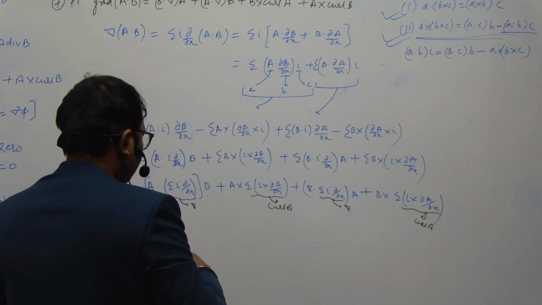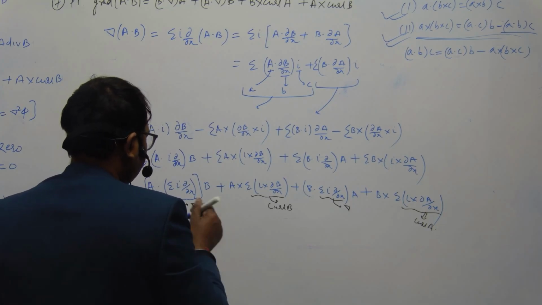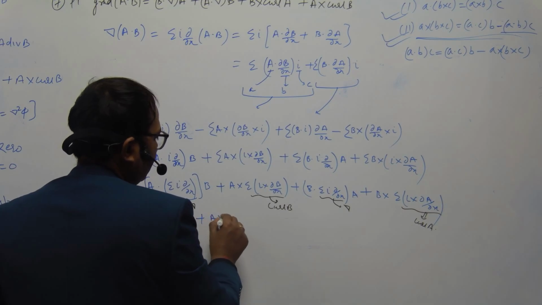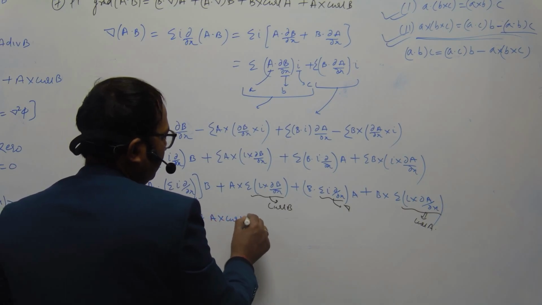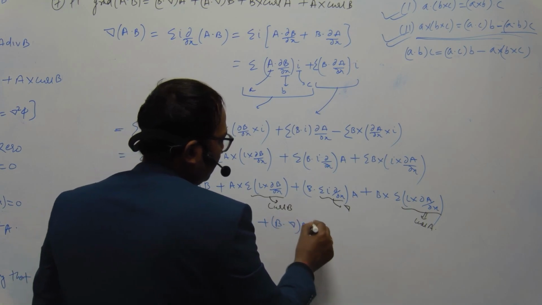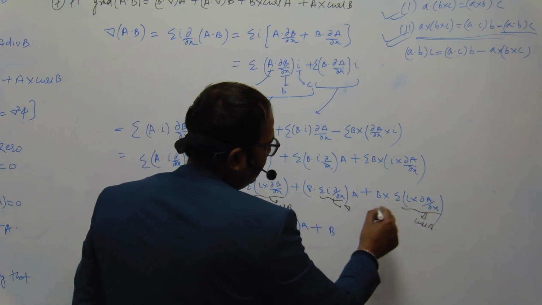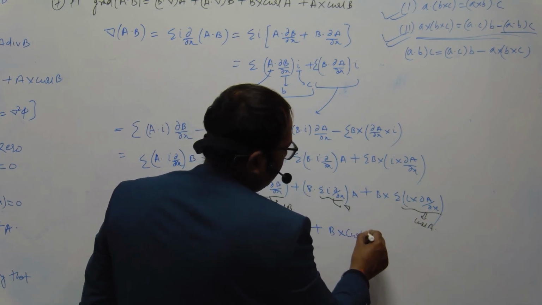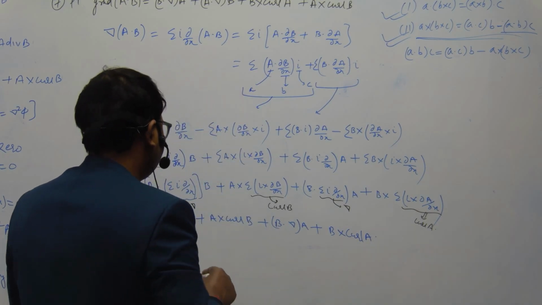So let us write down here. So this is A dot del into B plus A cross curl of B plus B dot del into A plus B cross curl of A. Okay, so let us verify this.